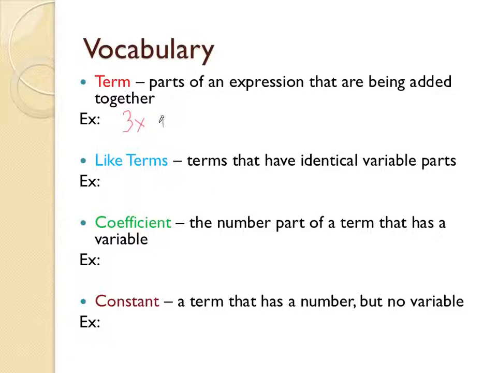plus negative 5x plus 7. All right, each part of this expression is a term. So 3x is a term, the negative 5x is a term, and the 7 is a term. So a term is any part of an expression that is separated by an operation.